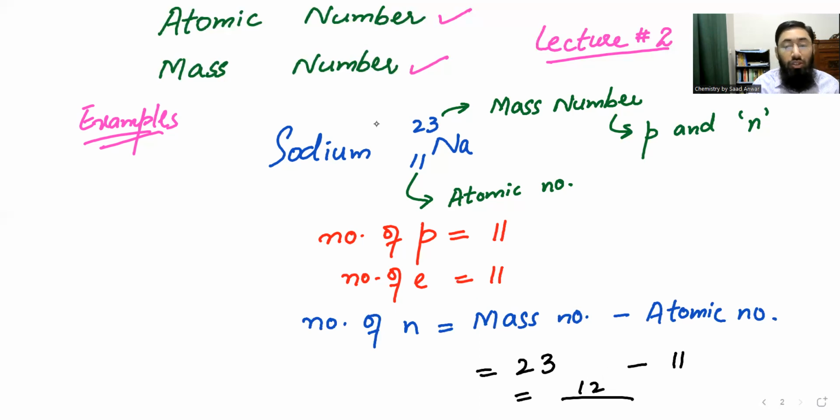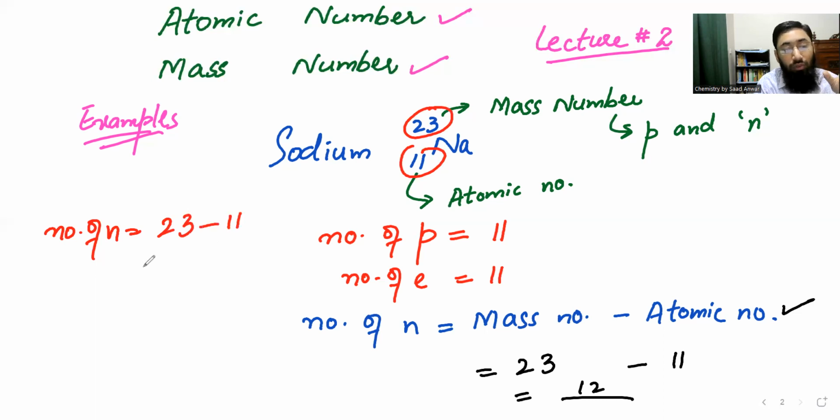the number of neutrons. So this is the formula, and there is a trick as well. If you want to calculate the number of neutrons and you forget the formula, mass number minus atomic number, sometimes students get confused whether they should subtract atomic number from mass number or mass number from atomic number. The trick is, this is the bigger number, this is the smaller number. Always subtract the smaller number from the bigger number, then you will get the number of neutrons.